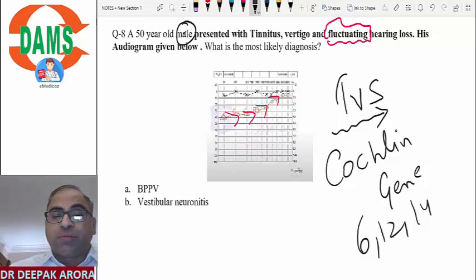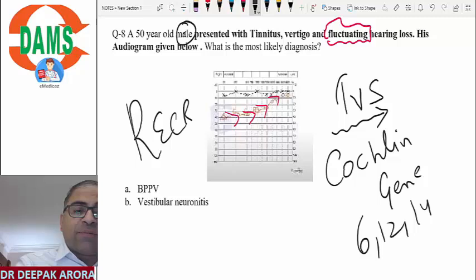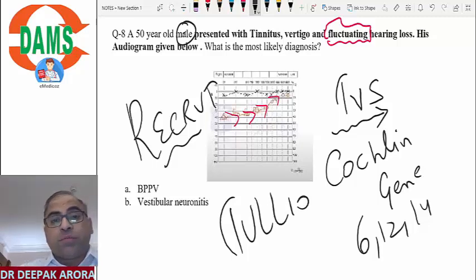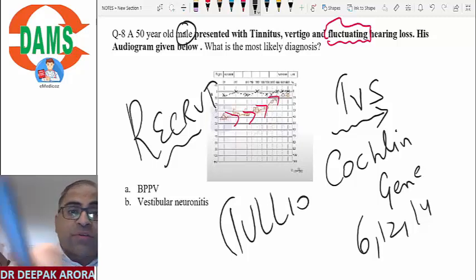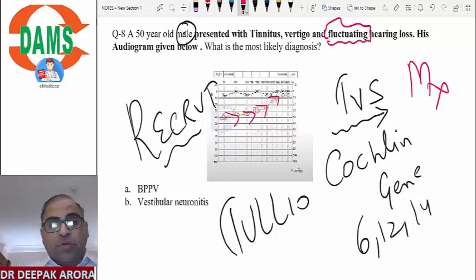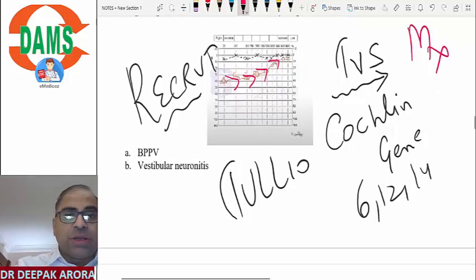We have learned in the classroom, it will be the recruitment phenomenon. This patient will be having recruitment phenomenon. This patient will be very uncomfortable in noisy surroundings. Tullio phenomenon. Expect one MCQ. What is the treatment of this patient? M for Meniere's, M for medical treatment. So always remember, 80 to 85% of the patients respond to medical treatment only.